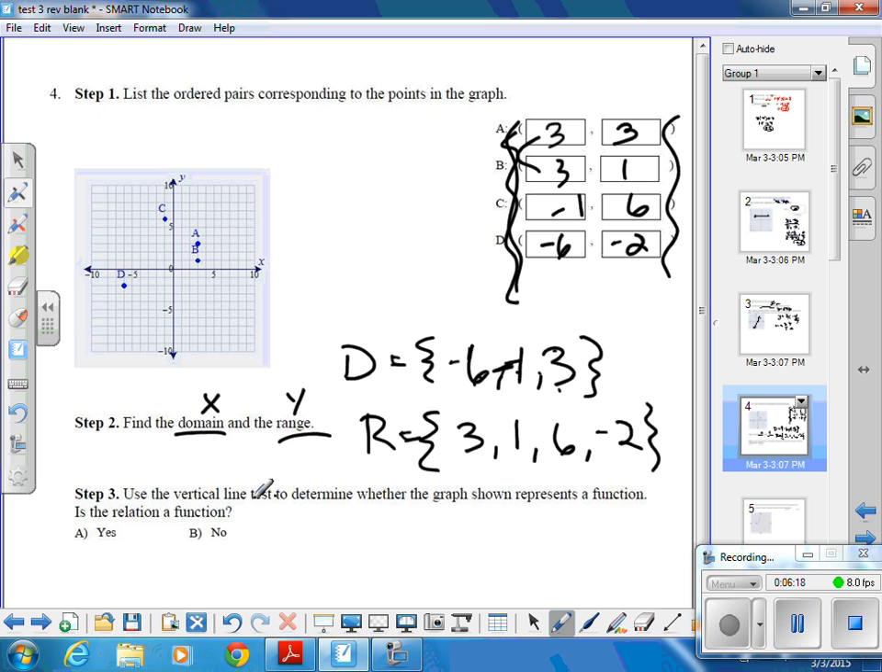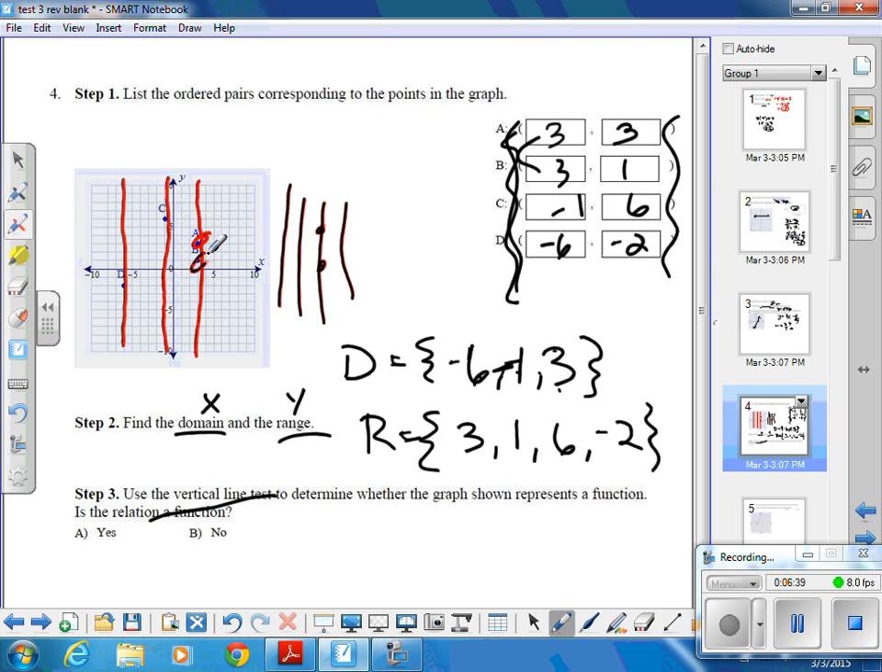Now it says use the vertical line test to determine whether the graph is a function. The vertical line test is where you take your graph and draw vertical lines like this, and you see if you hit 2 points. Well, look here, if I start drawing vertical lines, 1 point, 1 point, uh-oh, 2 points right here. This does not pass the vertical line test at all.